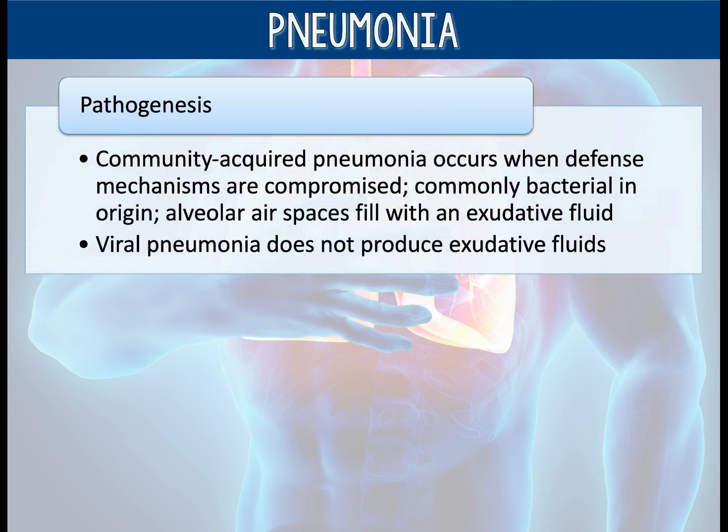Community acquired pneumonia usually occurs when your defense mechanisms are compromised. You're walking around, all kinds of germs are in the community, and normally you just process it and your immune system takes care of it and you don't have any problems. But when your immune system is compromised, and you encounter a virus or a bacteria that normally you wouldn't have any problems with if you were healthy, you end up inhaling that, and then it causes pneumonia.